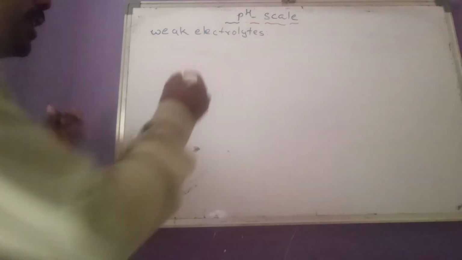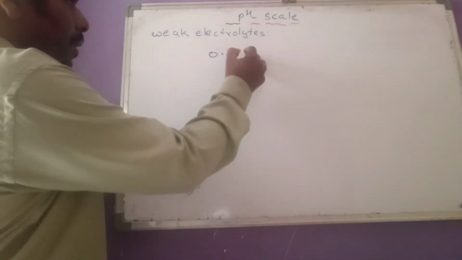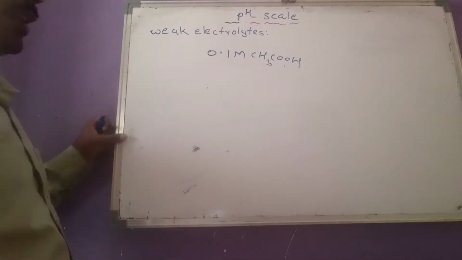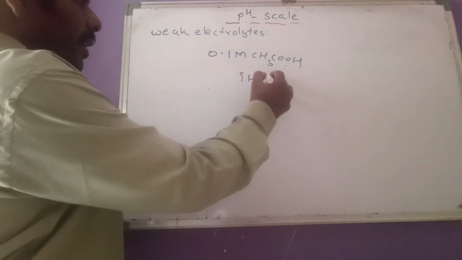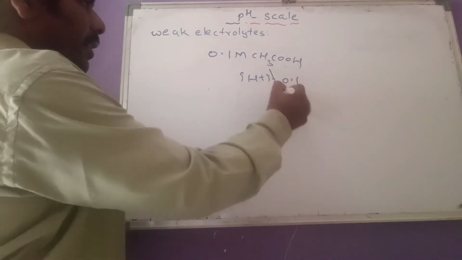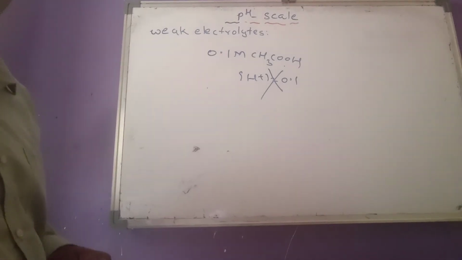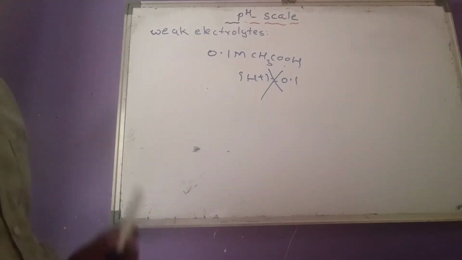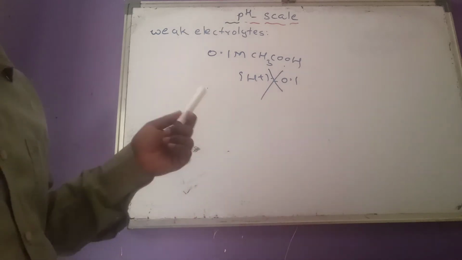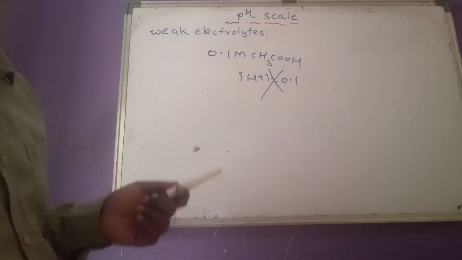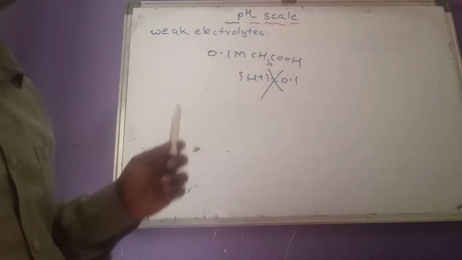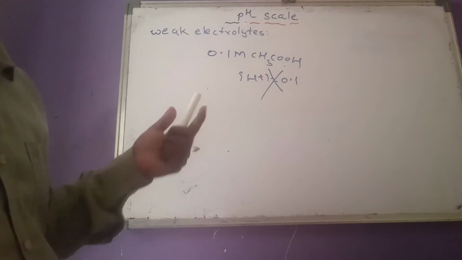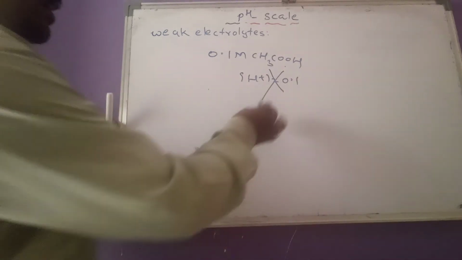One example: if we consider 0.1 M acetic acid, it is a weak electrolyte. So the H plus ion concentration is not equal to 0.1 M because it doesn't undergo 100% ionization. Therefore, for such weak electrolytes like weak acids and weak bases, how to calculate the H plus concentration and then how to calculate the pH. Let us see in this video.